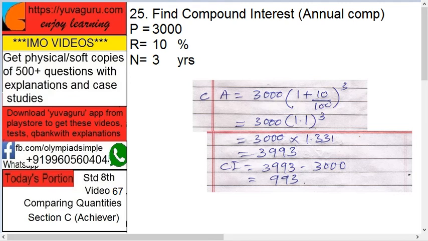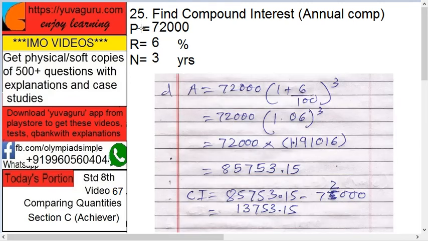Okay. Next, similarly this last one. P equals 72,000, R equals 6, N equals 3 years. All are annual compounding. So A equals 72,000 into (1 plus 6 upon 100) the whole raised to 3. So it becomes 1.06 raised to 3. 1.06 cube, try it yourself. It is 1.191016, by Vedic maths. So 72,000 into this, again Vedic maths, gives 85753.15. So A is this. So compound interest is what? 85753.15 minus 72,000. That is 13753.15.